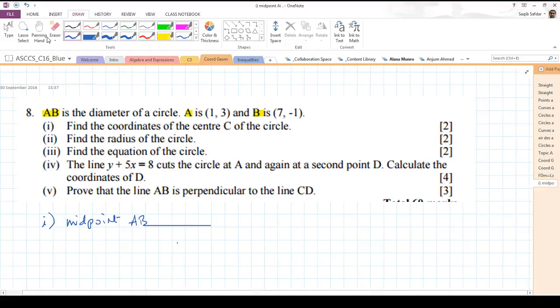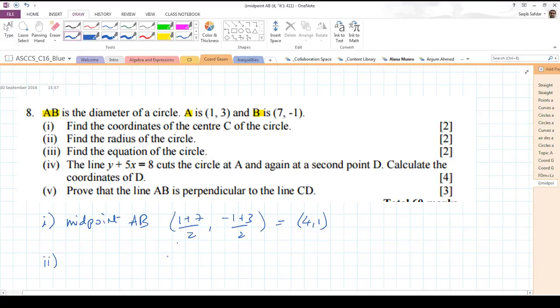I've drawn a straight line there, will simply be, therefore, (1 plus 7) over 2 and (-1 plus 3) over 2, and that gives us (4, 1). Okay.